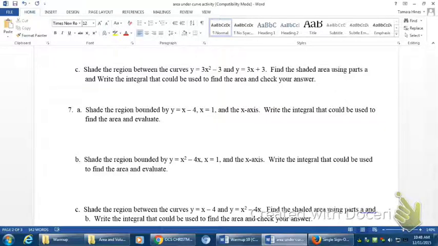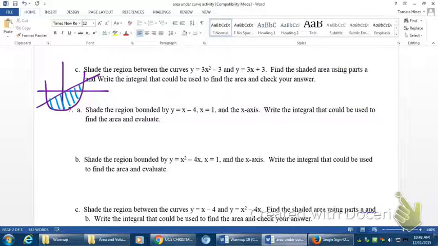We're going to skip on down to 6C. If you want to go back and do an AB, that's fine, but you do not have to. 6C said shade the region between those two curves. And it doesn't say without a calculator, so I'm going to use the calculator. 3x squared minus 3 is a parabola. It looks like this. 3x plus 3 is a line. And it wants me to find the area between those two curves.